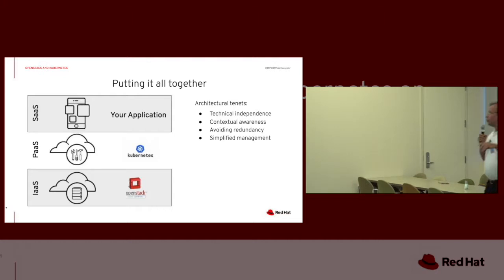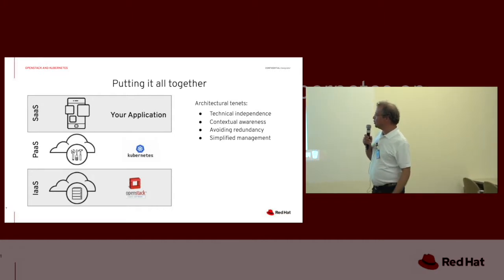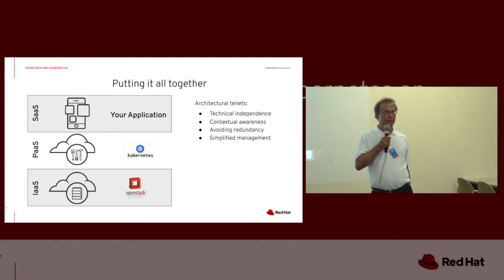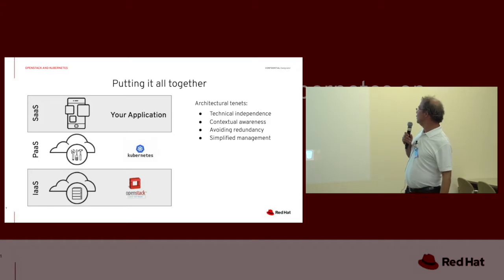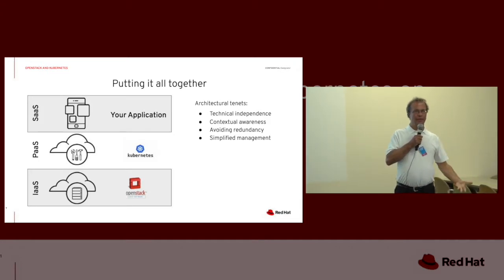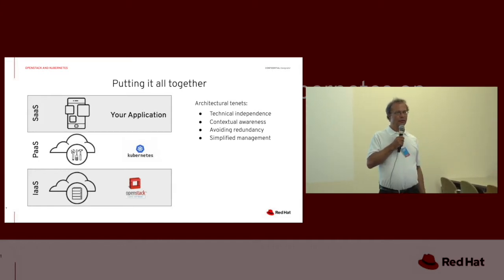So when you put it together, you get a sandwich. You get OpenStack at the bottom, infrastructure as a service, you get Kubernetes on top, and then your application, which can be a SaaS application or as you wish. Okay? And the management is simplified because OpenStack is doing that automation for you, and Kubernetes can then consume.